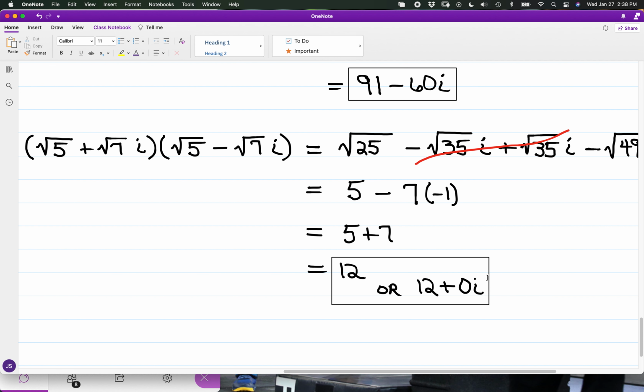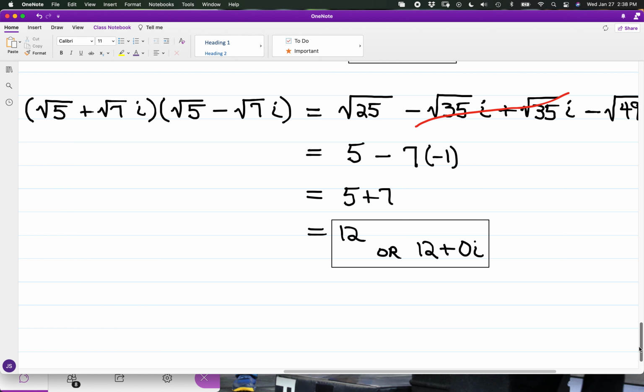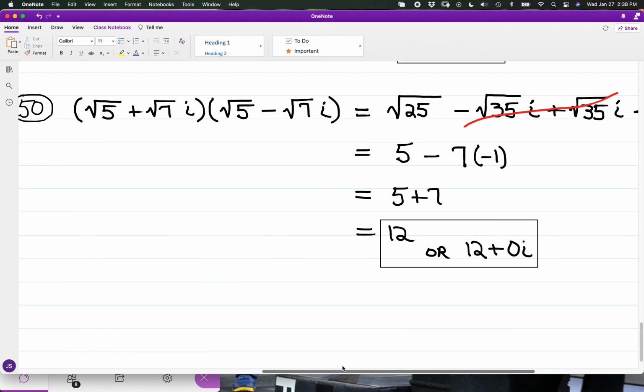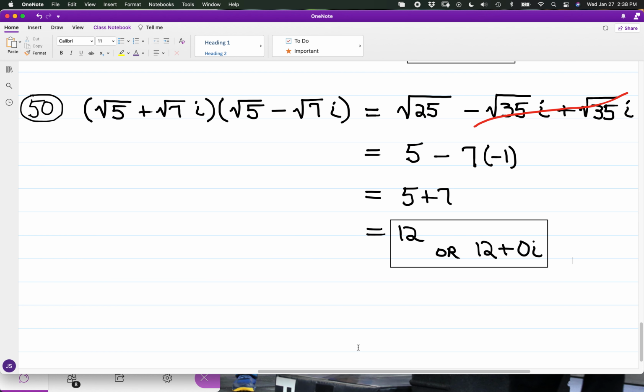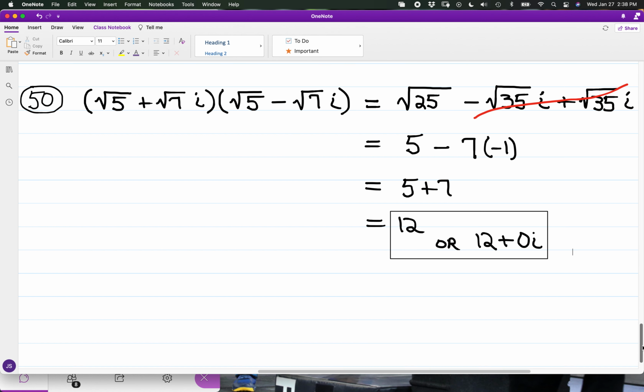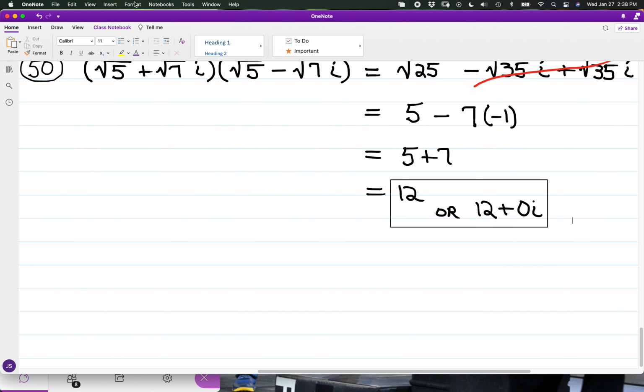All right. Now, regarding the case where conjugates are utilized, in number 50 you're looking at, again, the product of conjugates can be reduced to a whole number or an integer.